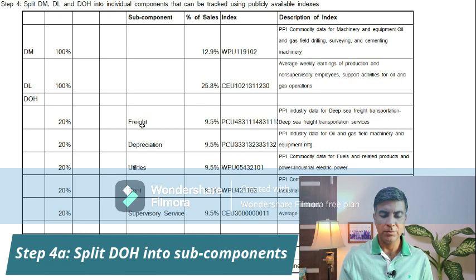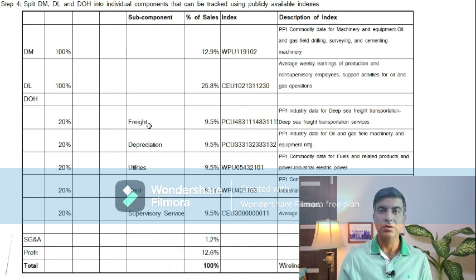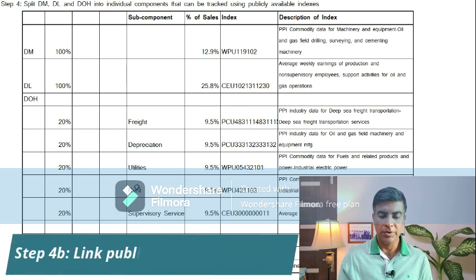So I've split direct overheads into freight, depreciation, utilities, rent and supervisory services, and I weighted them equally. You can choose to discuss with your supplier and assign weights according to what you and your suppliers agree on. Once you have split the direct overheads into components, your should cost model is pretty much complete.